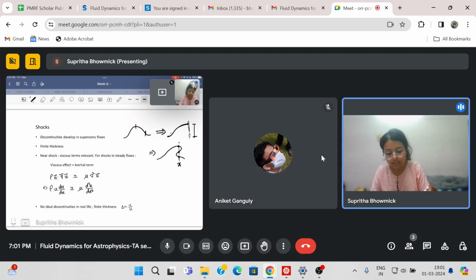Now, ideally, this discontinuity, which is the change in the value of pressure and density, occurs abruptly at a point. But in real life, this is not the case. Essentially, what happens is you have a very small but finite thickness of this shock. So the profile looks more like this, where this is the shock front, and this is the zoomed in version. This is supposed to be much smaller. What determines the thickness of this shock front? That was also talked about in the lectures.